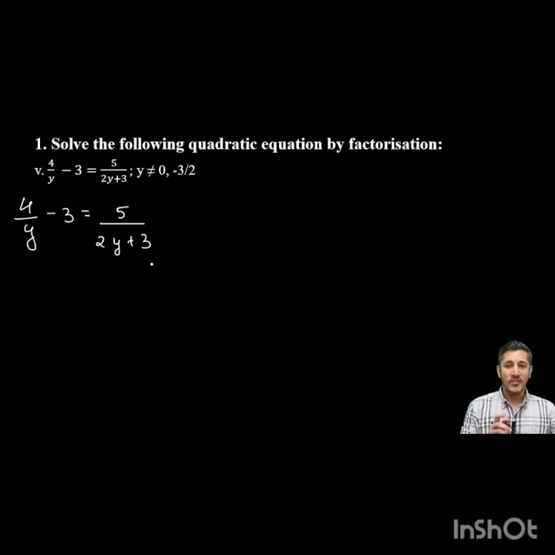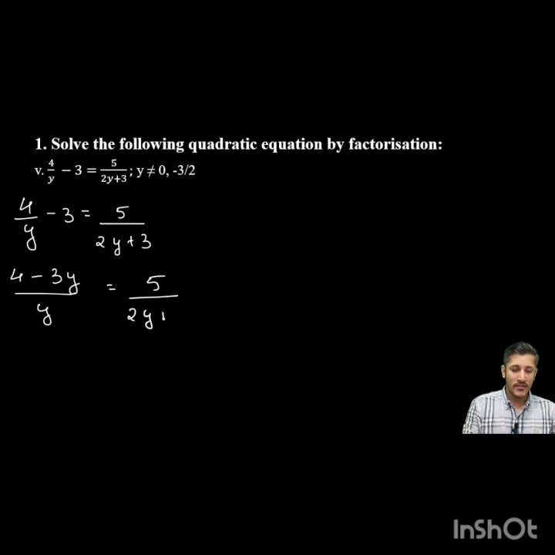Again, students, I would suggest everyone kindly pause this video, give this question a try, and then watch my solution. Alright, so what we're going to do first here is we will take the LCM on the left hand side. So what we'll get? 4 minus 3y upon y equal to 5 upon 2y plus 3. Next, we're going to cross multiply. So we'll get 4 minus 3y multiplied by 2y plus 3 equals 5y.